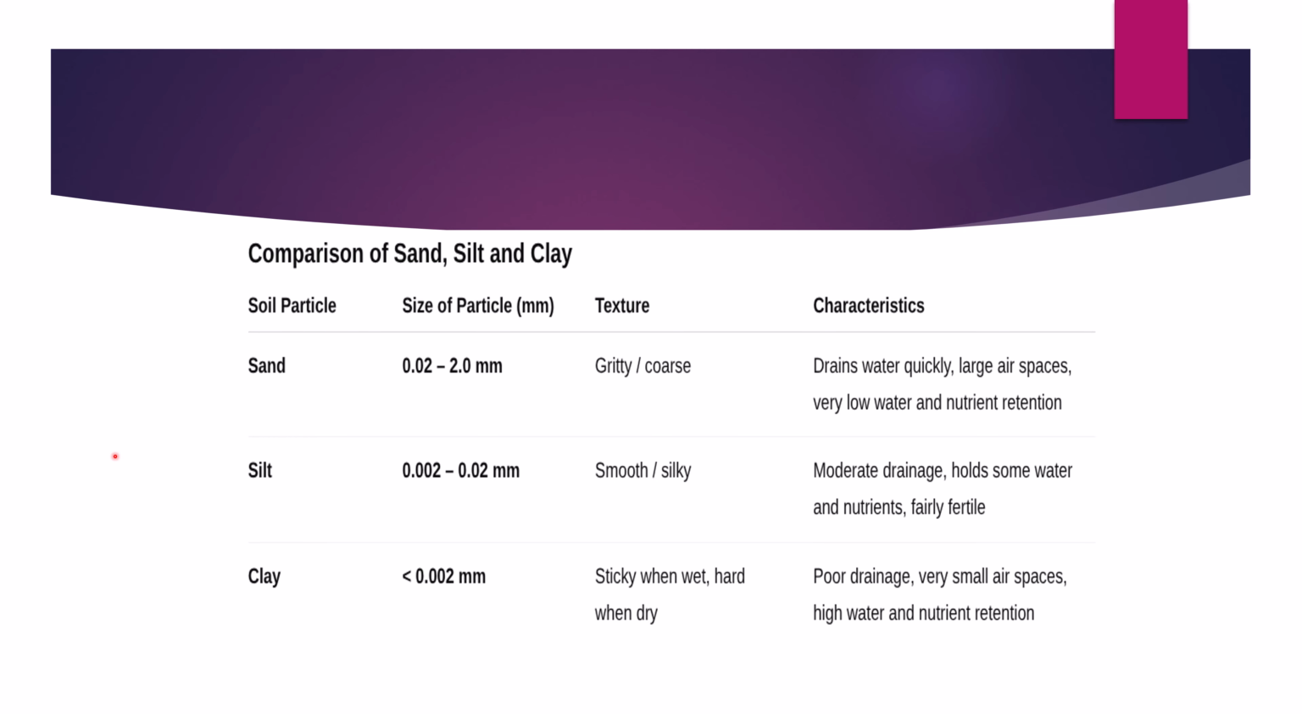Soil particle: silt. The size of this particle is 0.002 to 0.02 millimeter. The texture is smooth and silky. Its characteristics: moderate drainage, holds some water and nutrients, fairly fertile. Third one is clay, which is less than 0.002 millimeter. Its texture is sticky when wet, hard when dry. Poor drainage, very small air spaces, high water and nutrient retention.